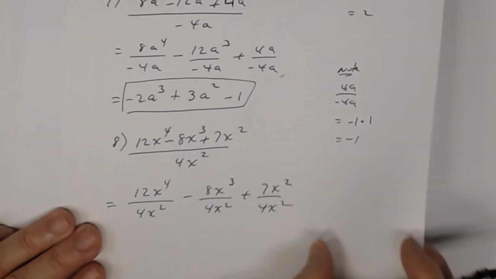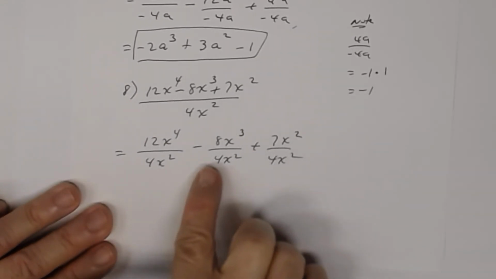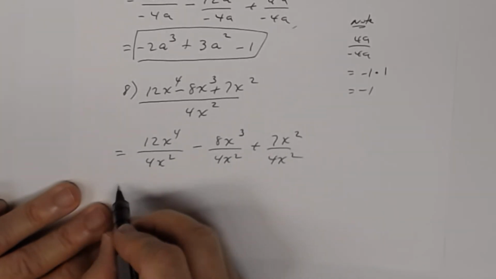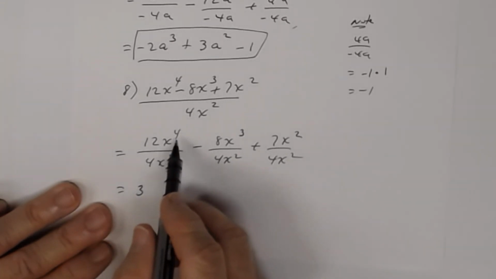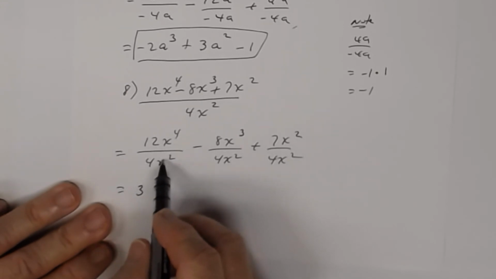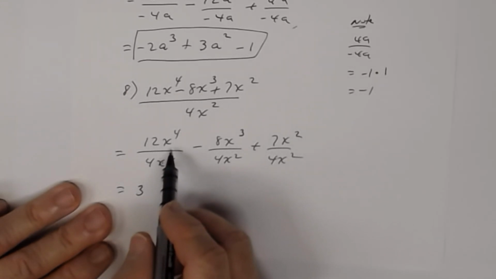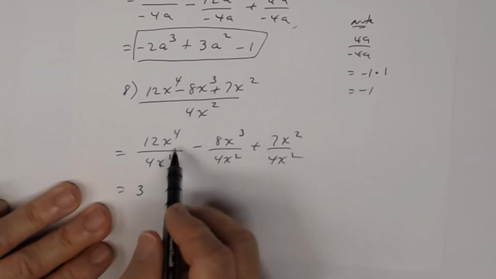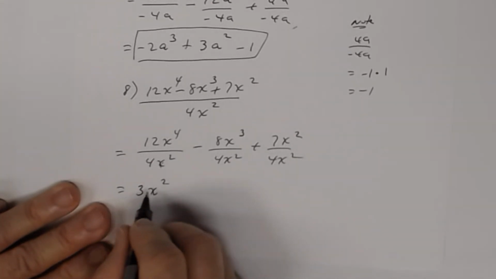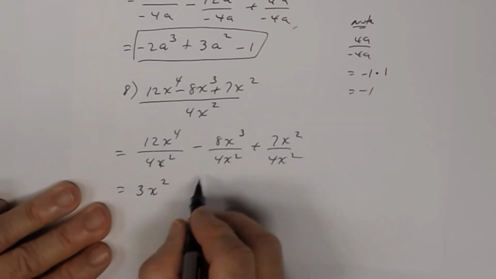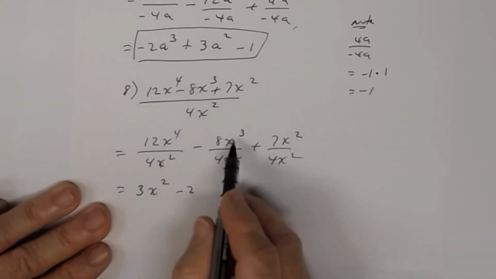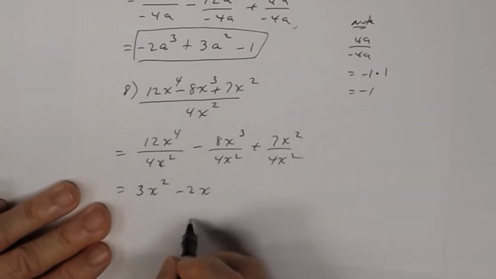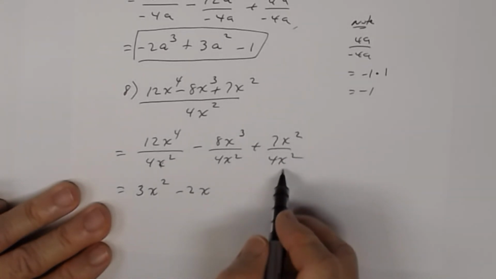All right, and so you're going to simplify or reduce each of those fractions. So 12 divided by 4, I can reduce that. That's 3. X to the 4 divided by x squared. I'm dividing like bases, so I know that one of my properties says that when I divide like bases, I subtract exponents. 4 minus 2 is 2. Okay, negative 8 divided by 4 is a negative 2. I'm dividing like bases. I subtract exponents. 3 minus 2 is 1. And then over here, x squared divided by x squared is 1, right?